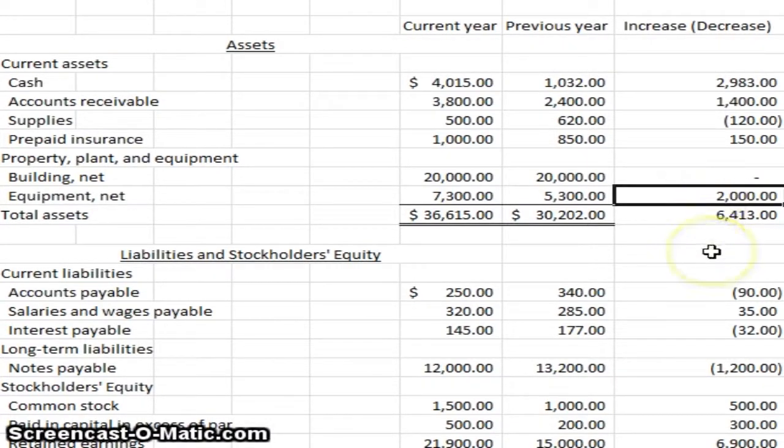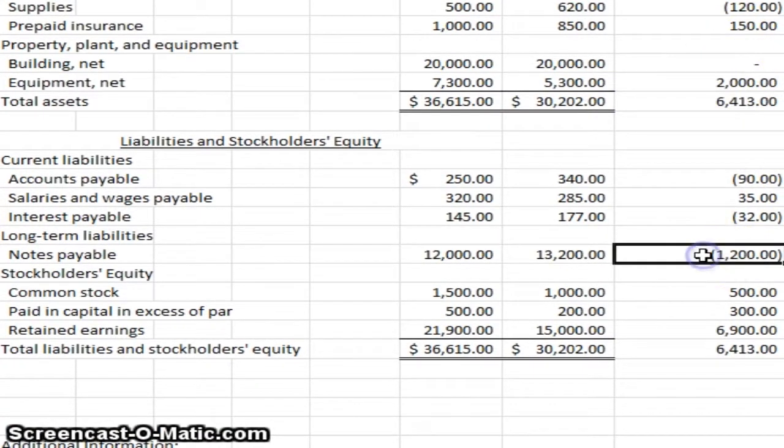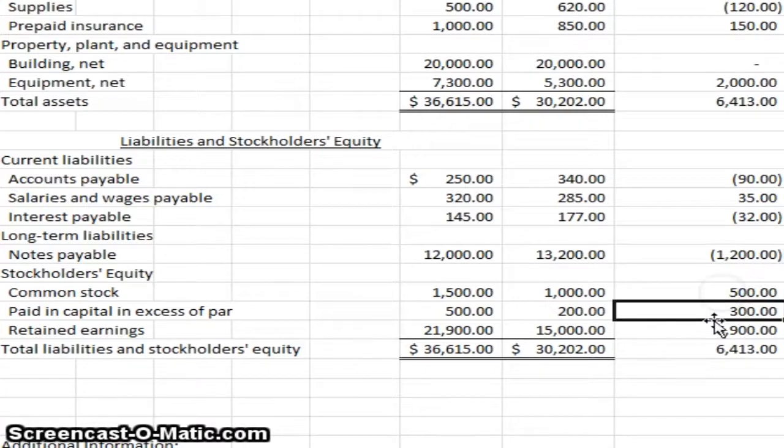Another one, for instance, equipment. Well, overall, we increased equipment by $2,000. Does that mean that we bought $2,000 worth of equipment? Maybe. I don't know. Okay, so let's look and see if we've got some other details. Again, those we need to analyze. We need to look at long-term liabilities and we need to look at the equity accounts and analyze those, again, to pull out anything that deals with cash.